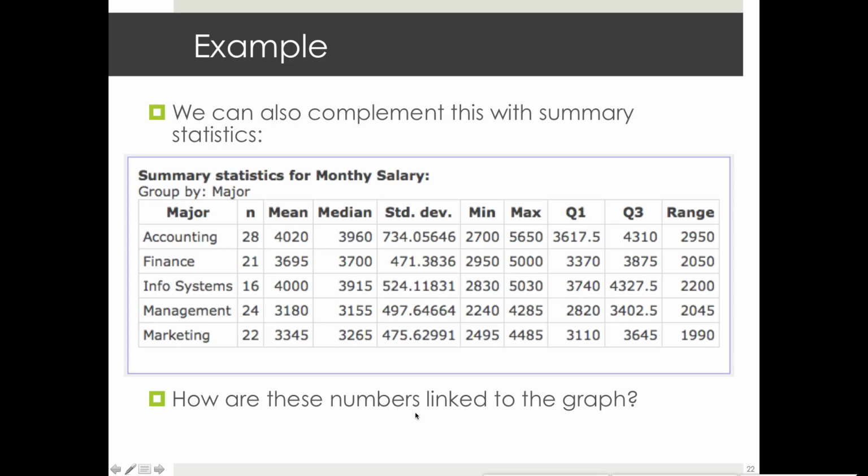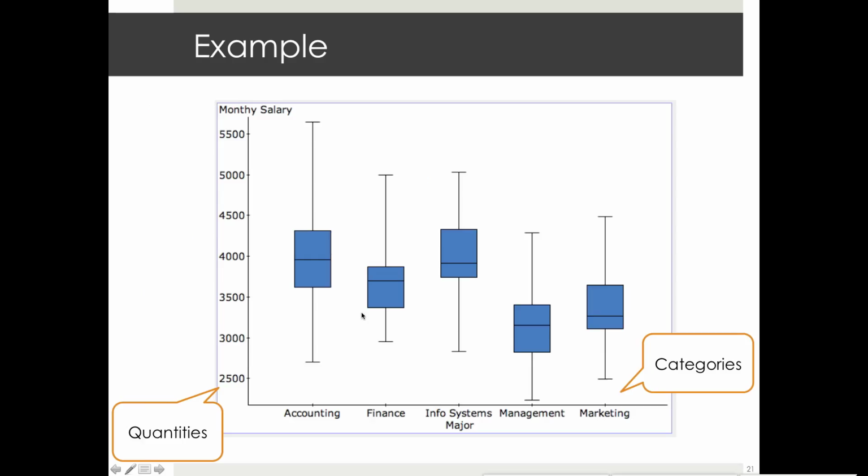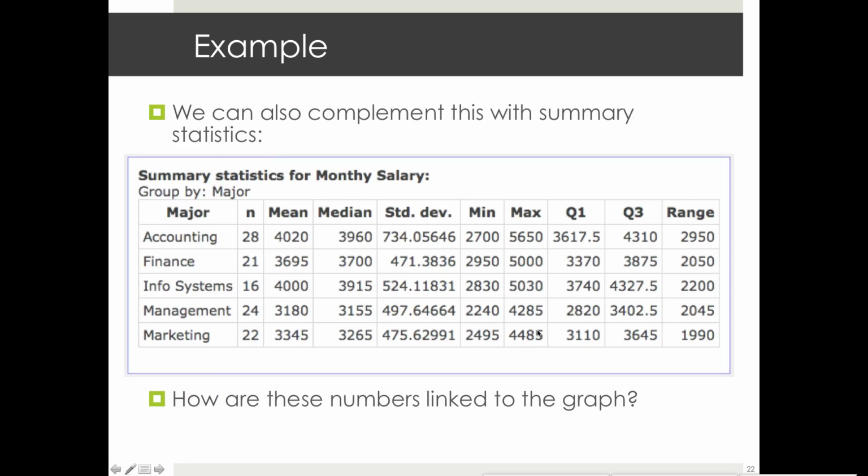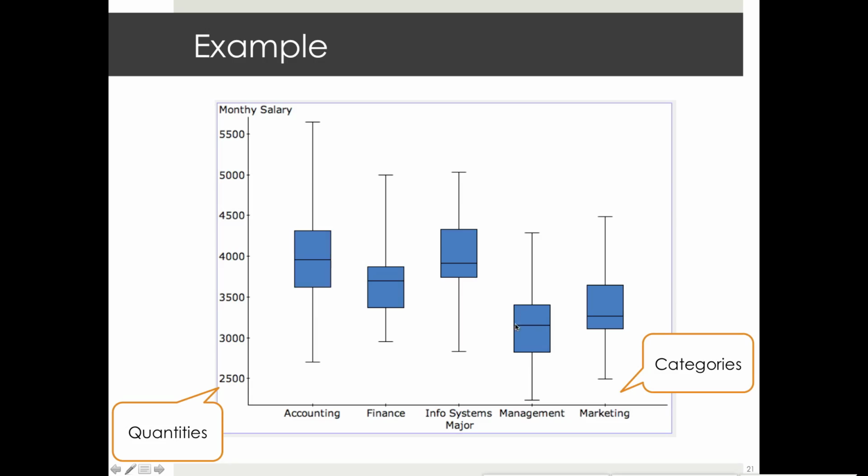We can ask the question, how are these numbers linked to the graph? So, for example, if we were to look at the median column, we can see that the major that has the lowest median income is right here, management. And so that's what we actually saw on the previous slide. If we go back, we'll see that the lowest median income happens in the management category, and it's denoted by this line right here. So this is the number that we see in this table here. 3,155 corresponds to this line right here.